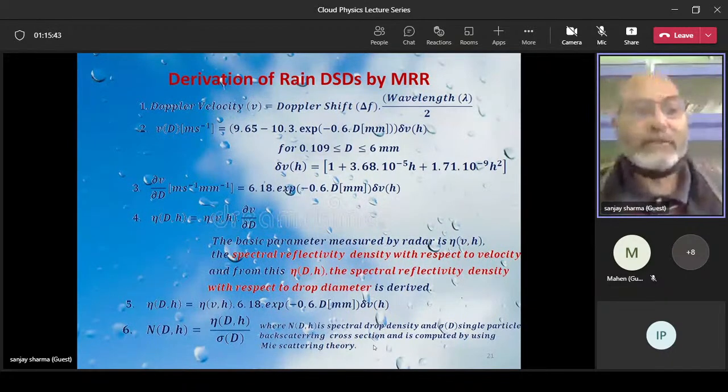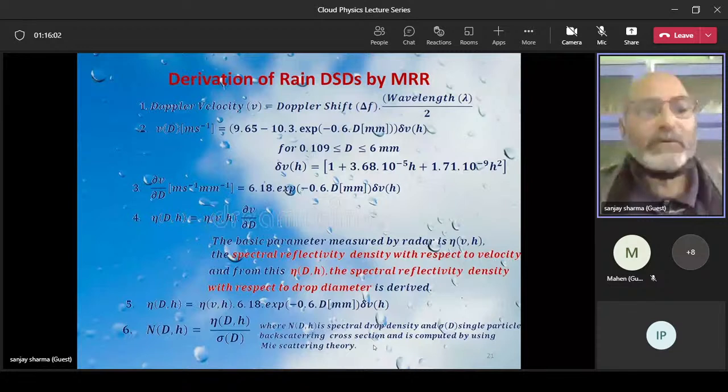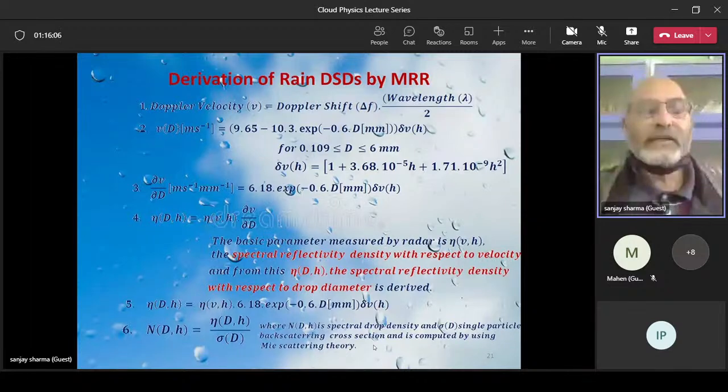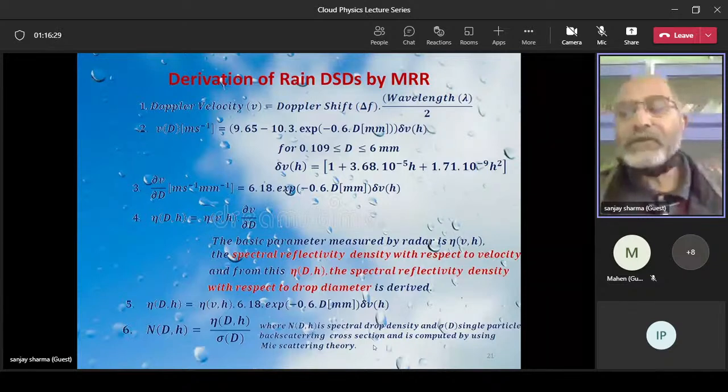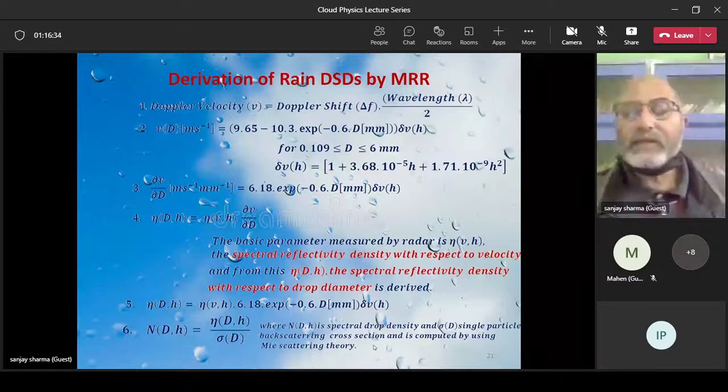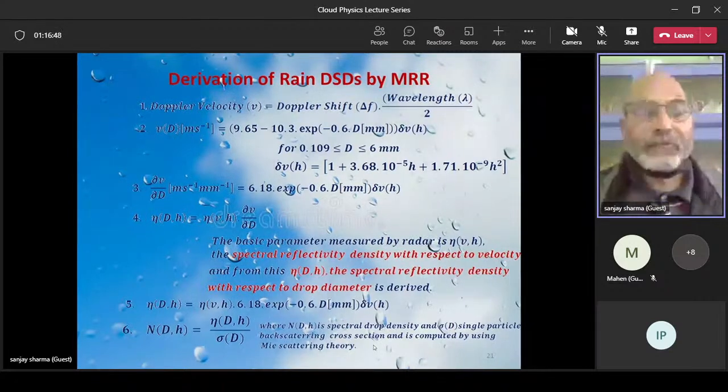And now, once we have the velocity spectrum of MRR, which we got from the Doppler shift, we can convert this velocity spectrum into the size spectrum. The basic parameter we utilize for this conversion is dV by dD. Looking at equation four, the basic parameter measured by radar is the reflectivity eta of V, where V is the velocity which we get with the help of Doppler shift, and it is the spectral reflectivity density with respect to velocity. And from this, we convert it to the spectral reflectivity density with respect to drop diameter by the given formula. So it is a simple calculation.